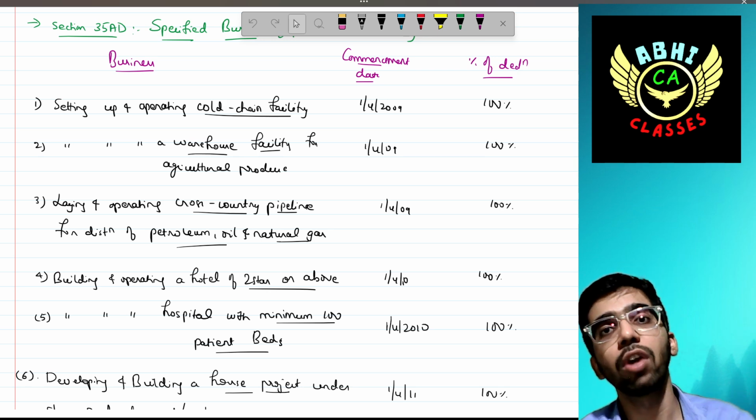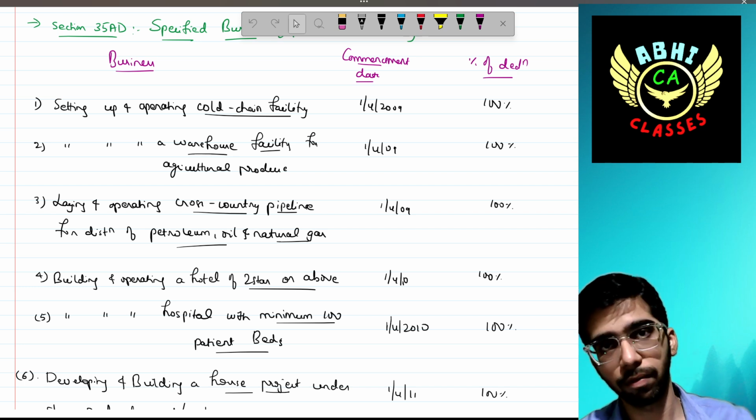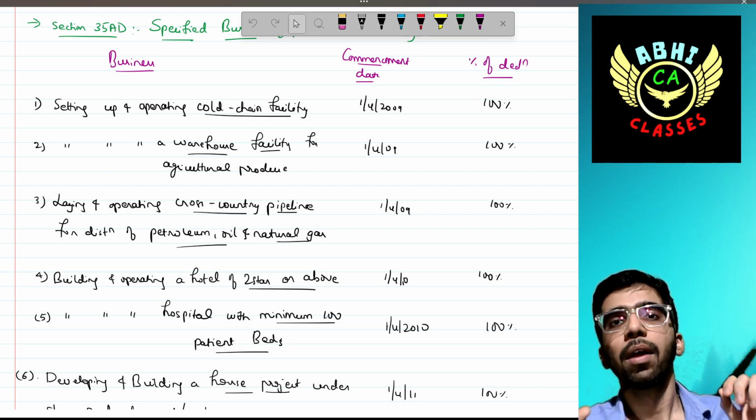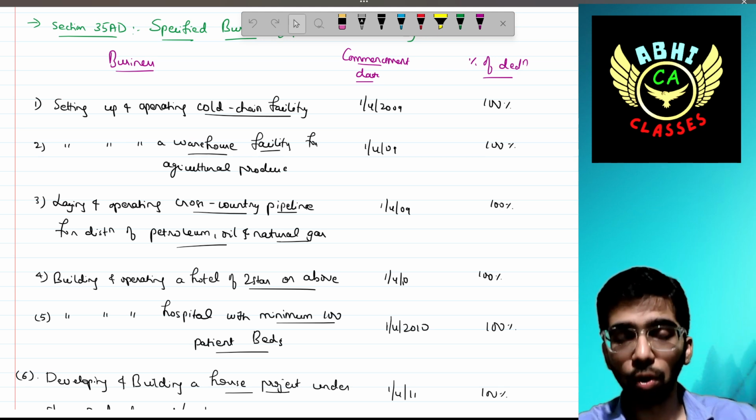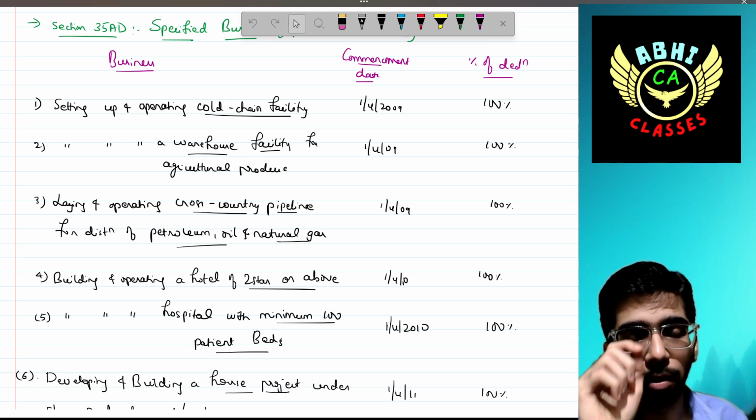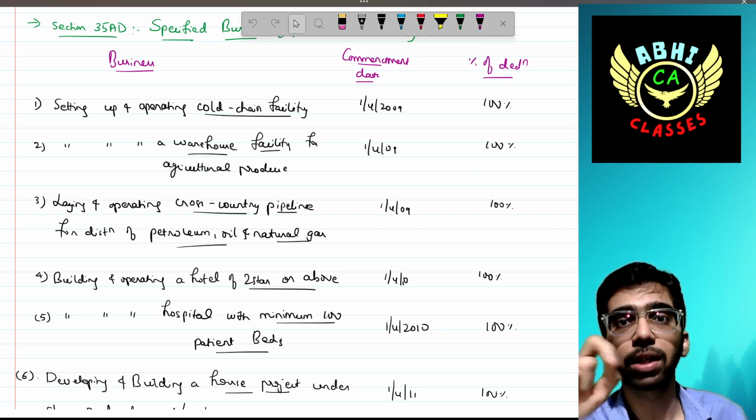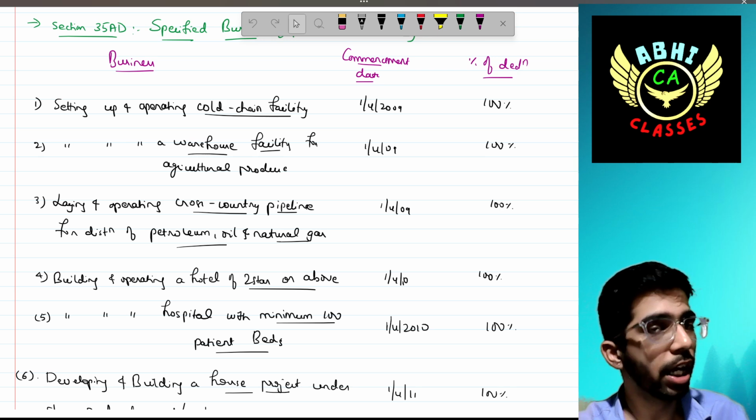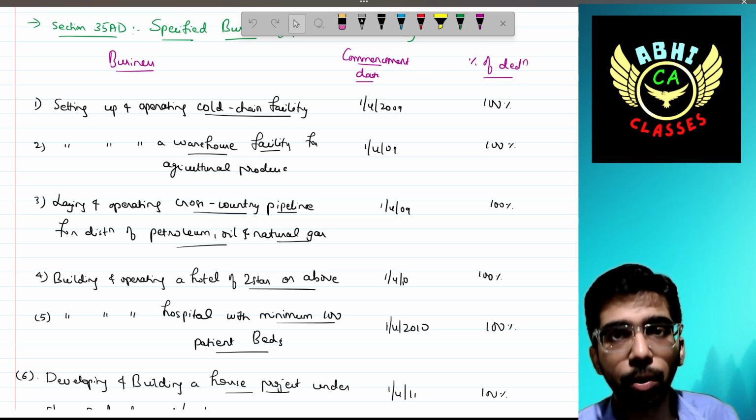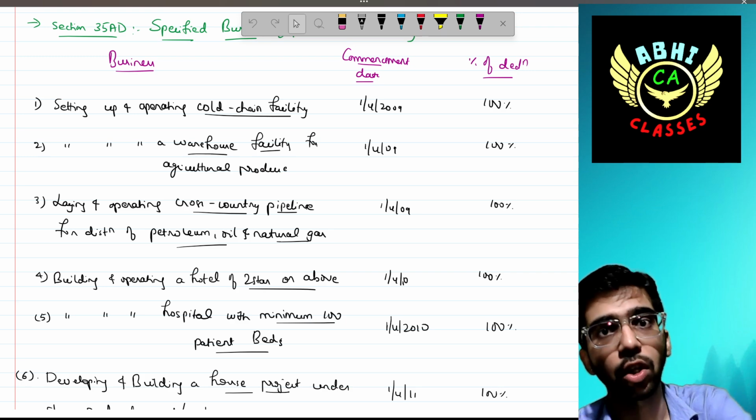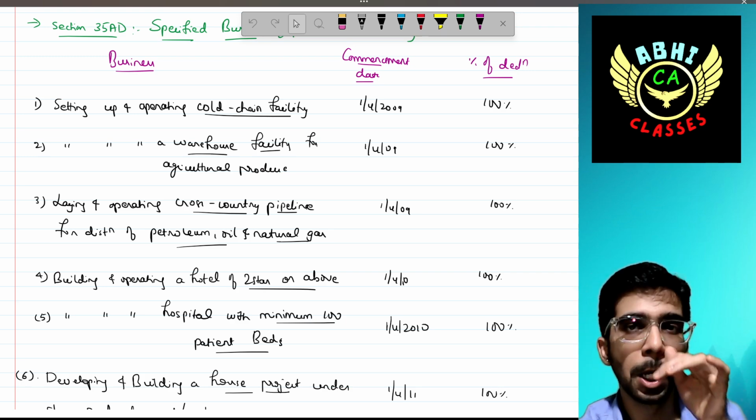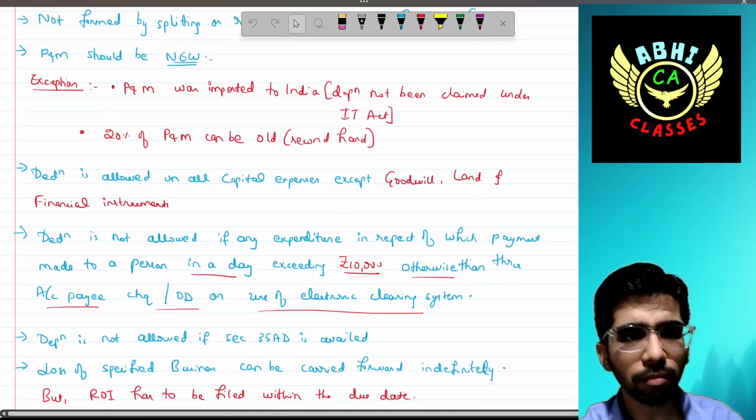Why? Because it commenced on 1/4/2008. Right. Let's say, for example, even though you are not eligible for that business, that should have been a specified business, but the deductions cannot be claimed in respect of that agriculture produce business, but the loss can be set off against that specified business. I hope you are understanding.